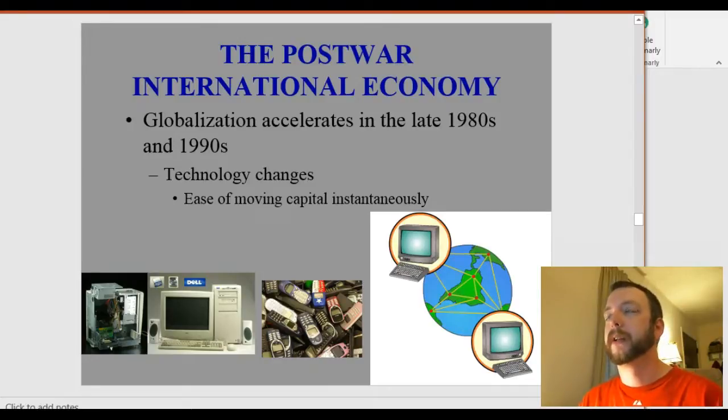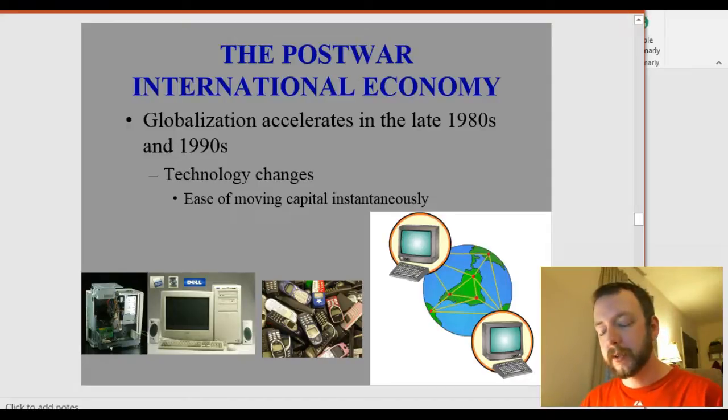Now, like we wanted to mention, globalization does accelerate in the late 1980s and early 1990s, and this is mostly due to the breakdown of borders. We'll talk about the EU a little more extensively later on. So breaking down borders really does accelerate trade.